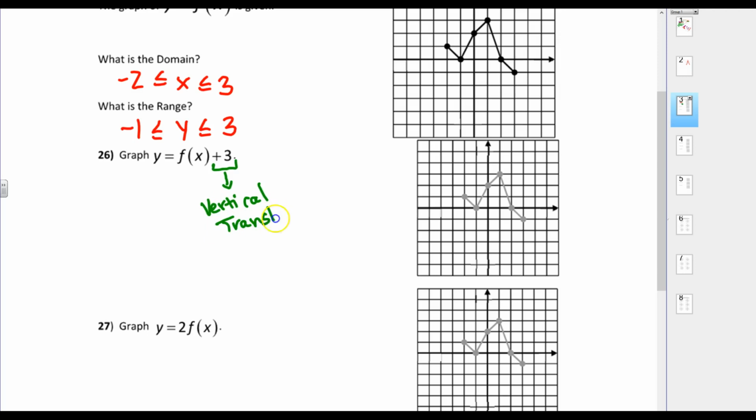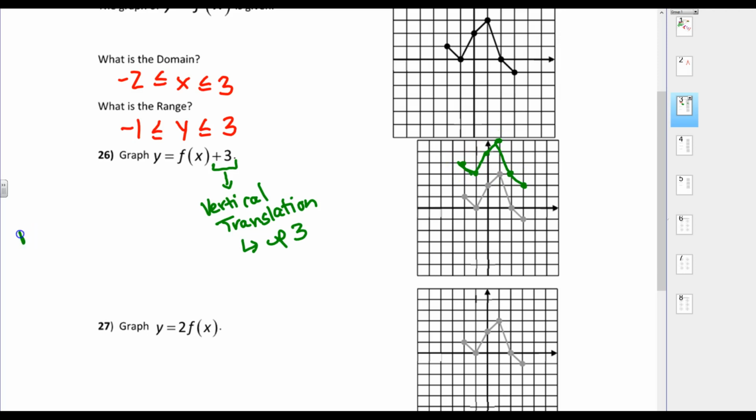And what that really means is we're going to go up 3, okay? So each of these points is going to go up 1, 2, 3, 1, 2, 3, 1, 2, 3, 1, 2, 3, 1, 2, 3, and 1, 2, 3, and then I just connect it. And if you notice, it has the exact same size and shape, we just shoved it up 3 units.